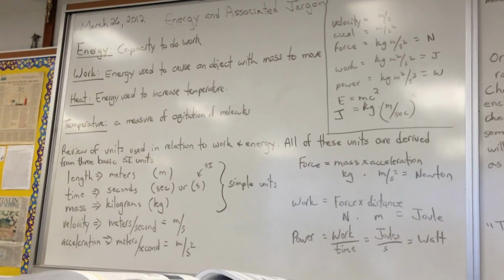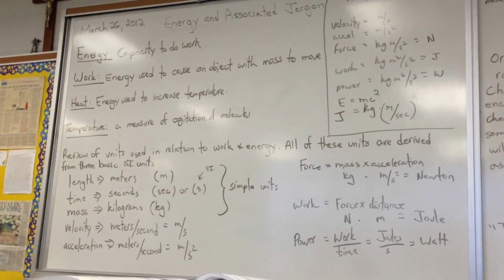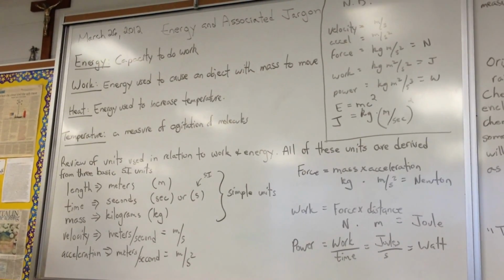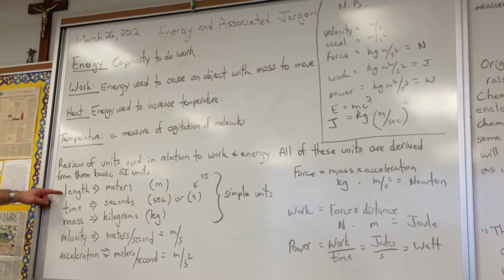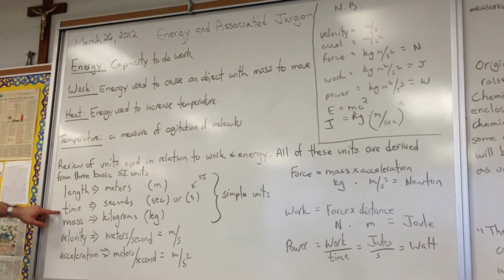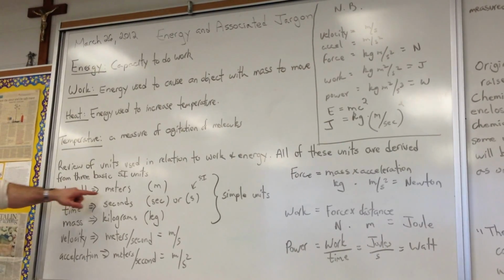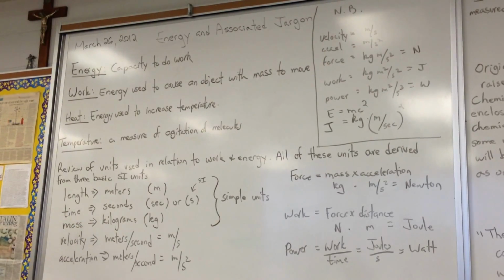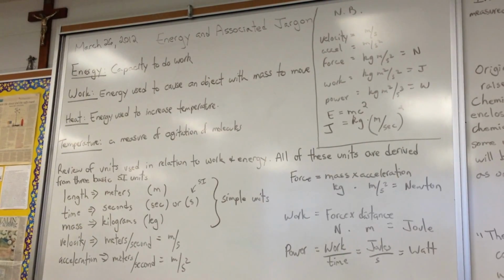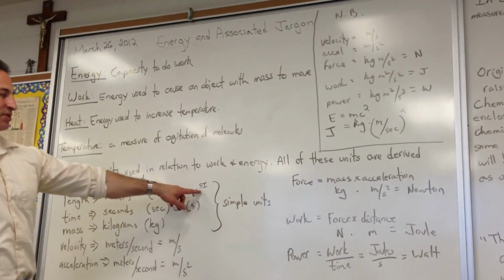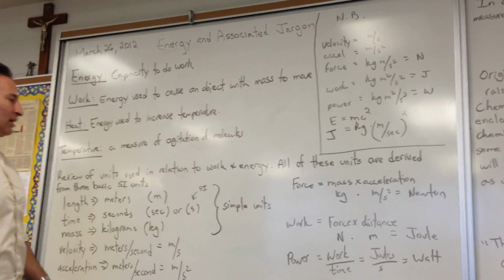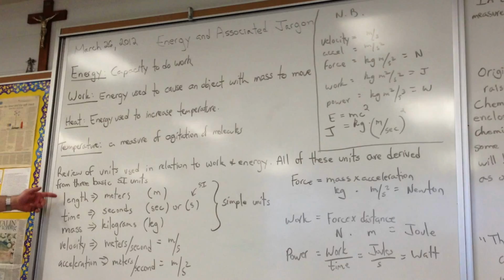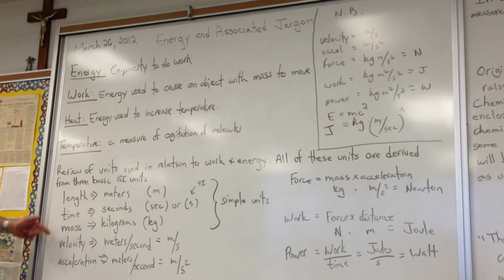We should also review the units used in relation to work and energy. Most of the units that we're going to be using in thermodynamics involve three base units: length, time, and mass. Length is measured in meters, time is measured in seconds, mass is measured in kilograms in the international system, the SI system, where they use the French Système International for naming it. So if you want to use SI units, these are your base units: meters, seconds, and kilograms.